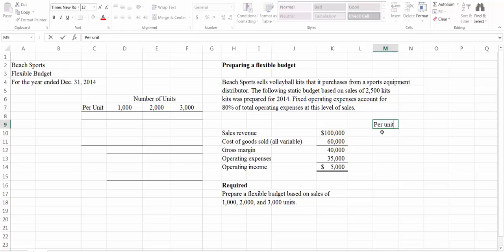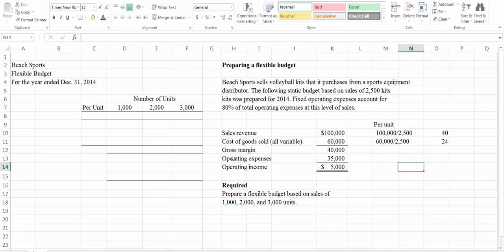We'll just put some calculations, okay? So we have $100,000 in sales. We're going to divide that by 2,500 kits, okay? And that's going to give us $40 per kit. Our cost of goods sold is all variable. Let's do the same thing. We're going to take our cost of goods sold, 60,000. We're going to divide it by 2,500 units, and that's going to give us a unit amount of $24.